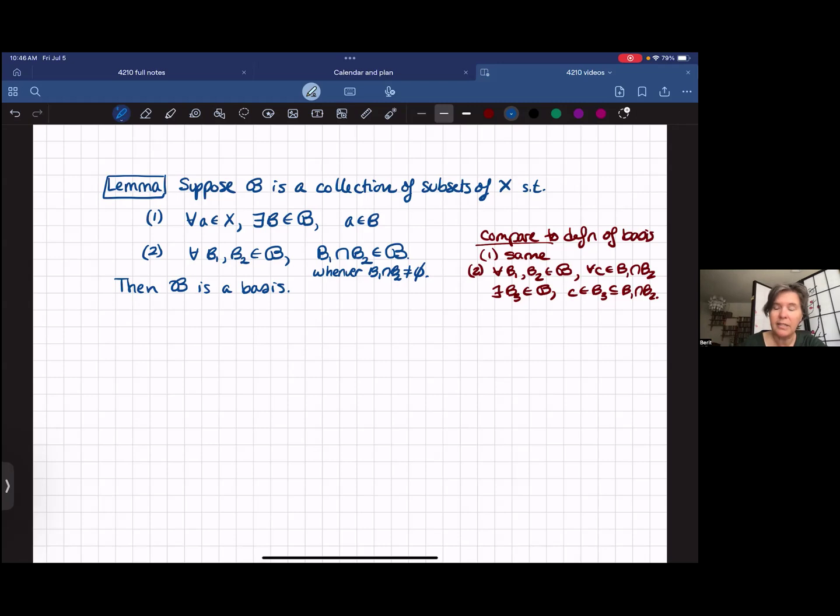Now, not every basis satisfies this. So if B1 intersect B2 is not in B, that doesn't mean you don't have a basis. It means you have to go back to the regular definition of basis.